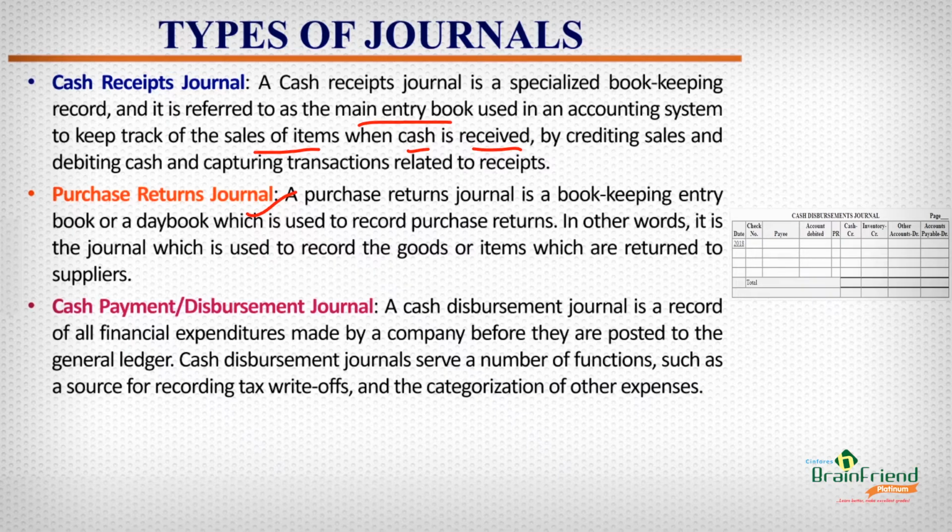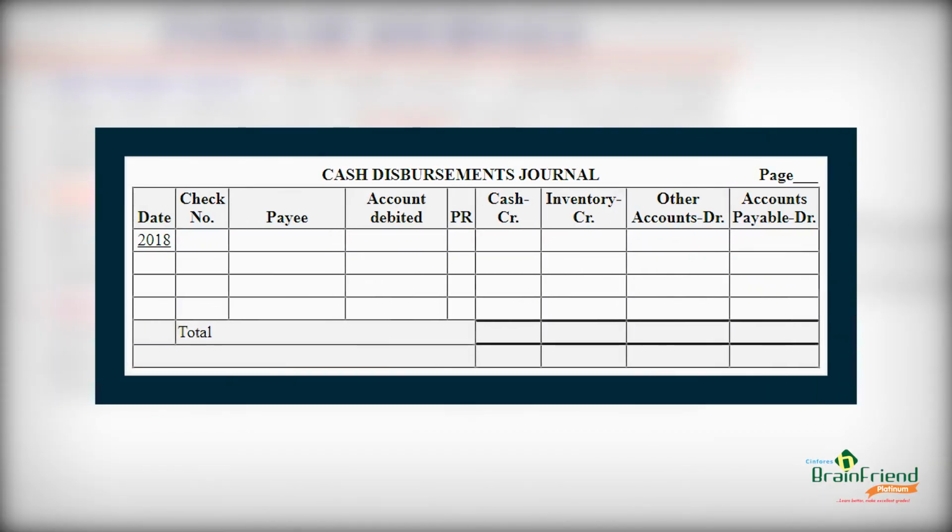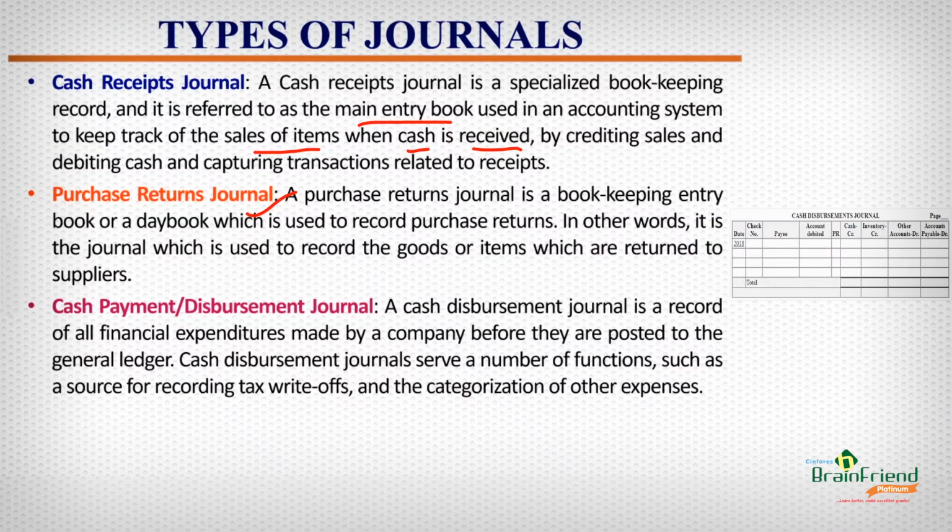The next type of journal we have is cash payment or the disbursement journal. For the cash payment journal, it is a record of all financial expenditures, whether made with checks or cash, that a company records before transferring such transactions to the general ledger. And this type of journal serves the following functions. Number one, a source of recording tax write-offs and the categorization of other expenses.